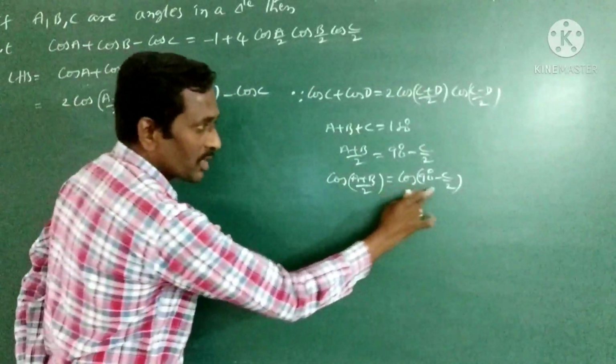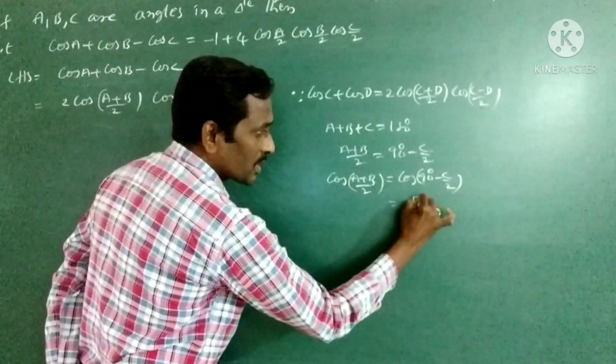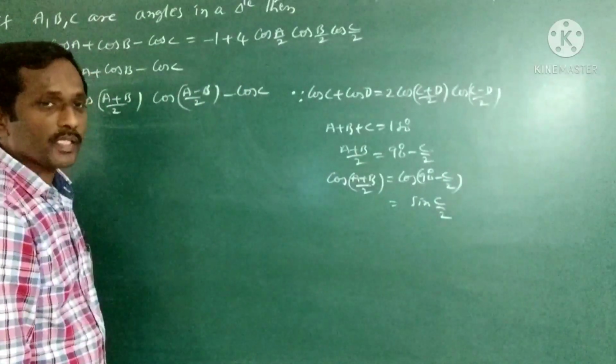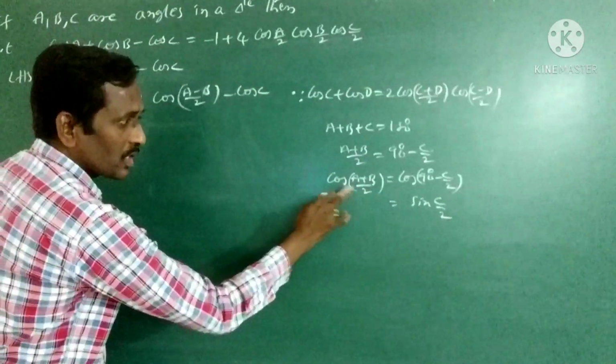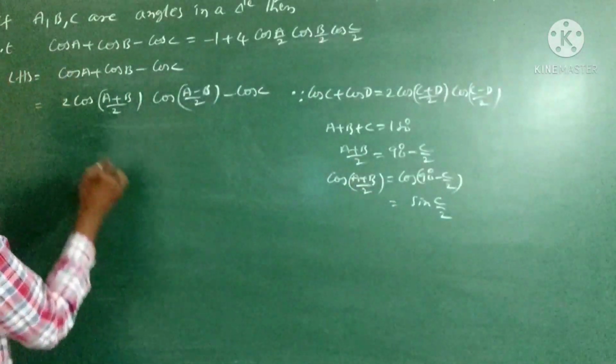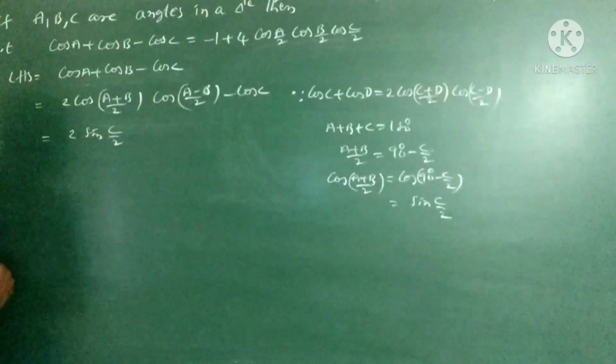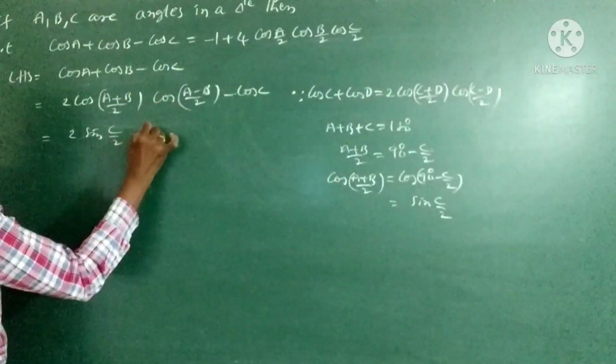So what is the result of this? With 90, the function changes. 90 minus comes under the first quadrant with the plus sign only. Now in place of this function you have to write this one. So this equals 2 times the sin C by 2 function. This is written as it is.